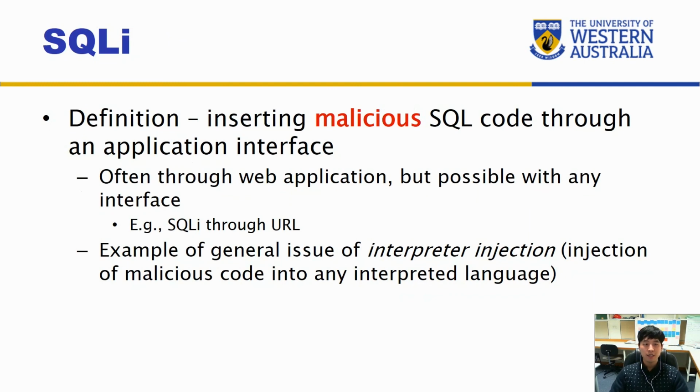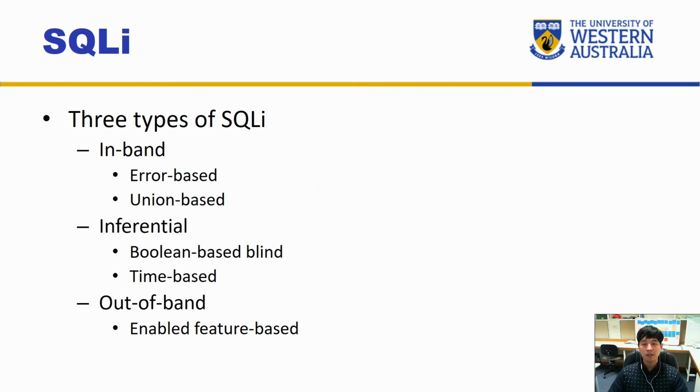So SQLi is basically inserting malicious SQL code through an application interface. The commands that you saw before are all non-malicious SQL code, but we can change that to do something malicious. We'll have a look at a few examples. And typically there are 3 types of SQLi: in-band, inferential, and out-of-band.